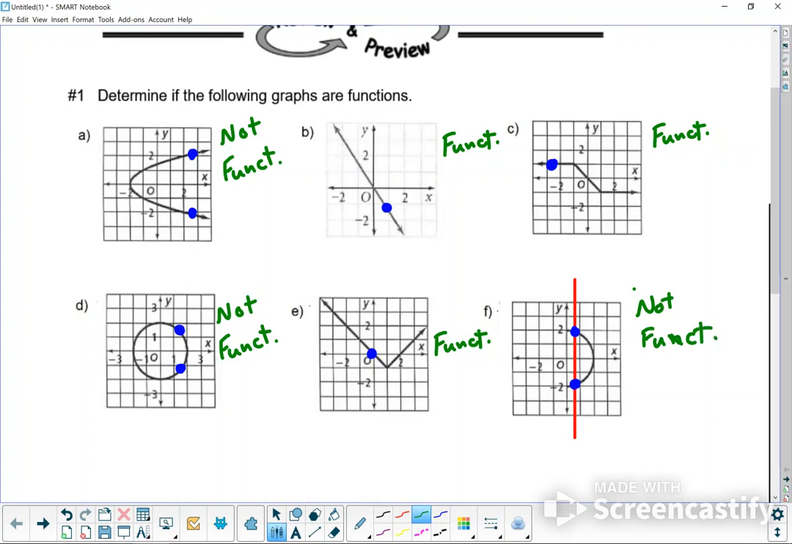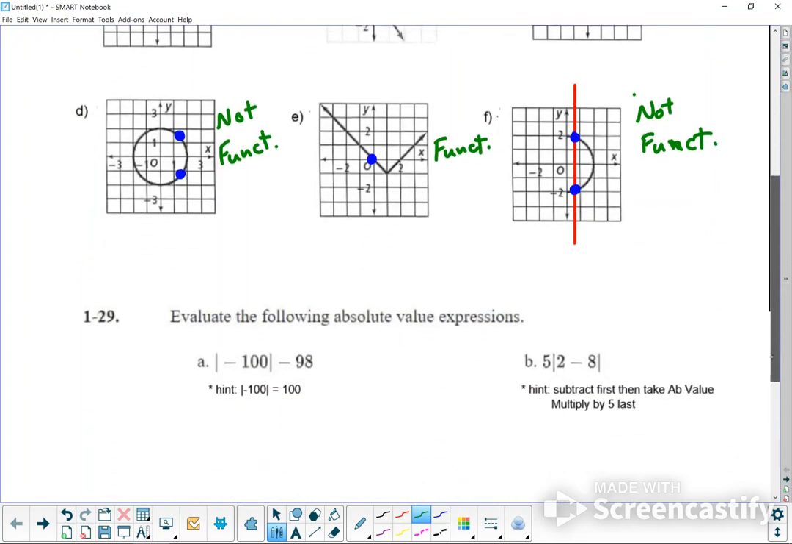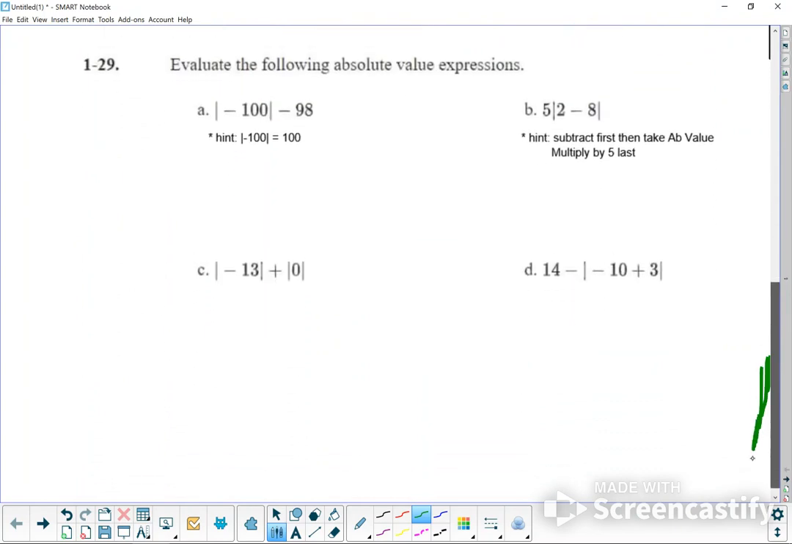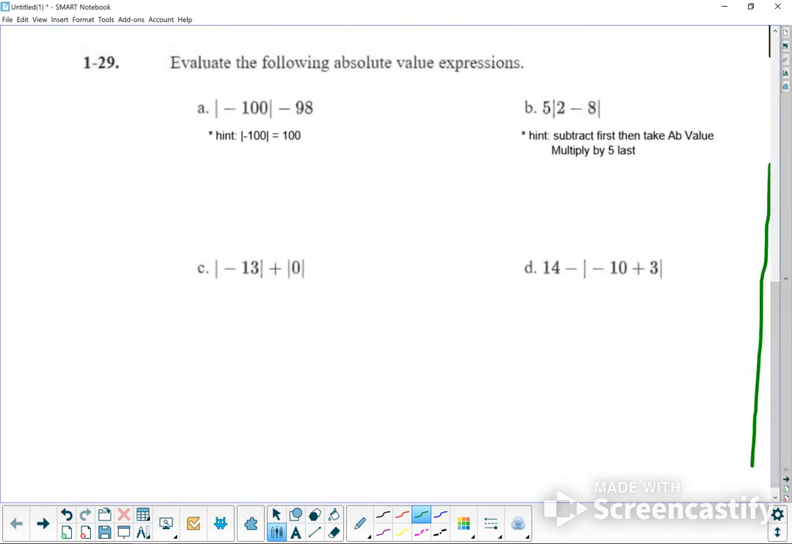All right, so that's numero uno. If you need to review it again, go back to the beginning and watch that first part again.